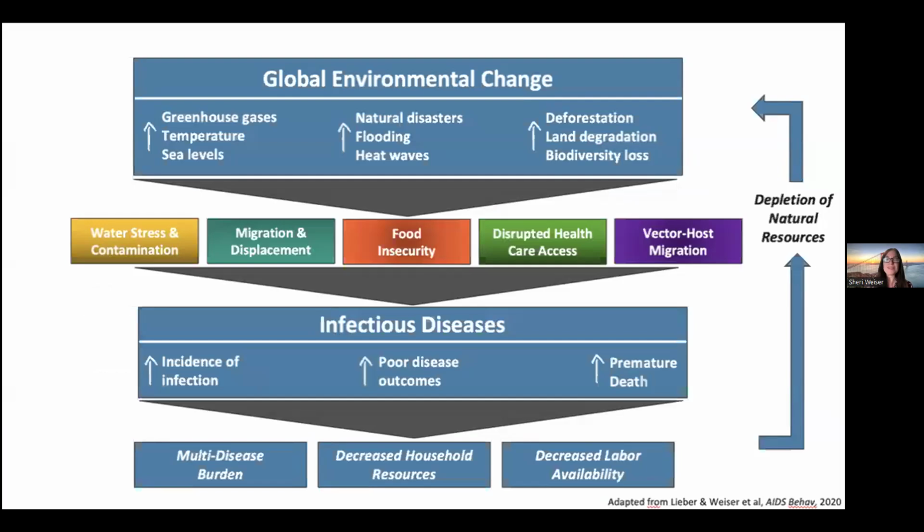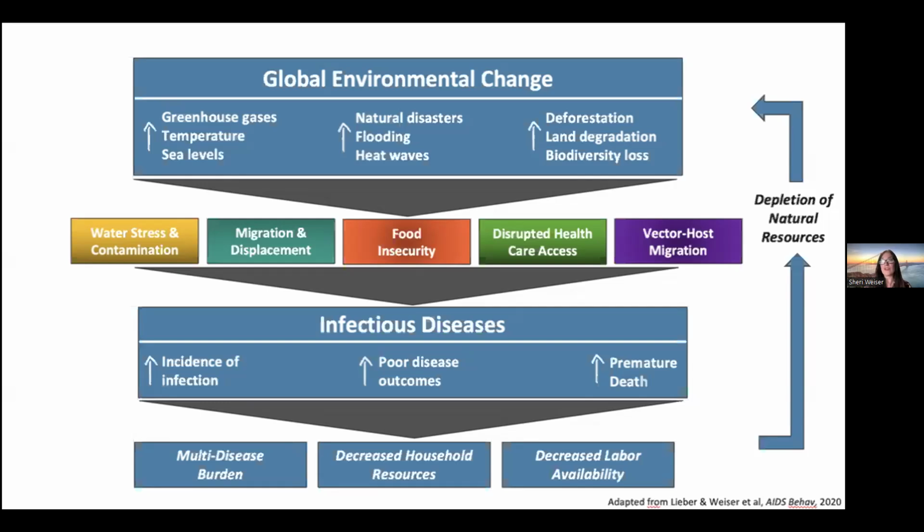So let me go through some of the pathways through which climate change can increase exposure, spread, and susceptibility to infectious diseases. And importantly, these pathways are adapted from a previous conceptual framework our team developed, really looking at those pathways from climate change to HIV/AIDS, and we have been actually testing these pathways empirically in studies. So starting at the top of the figure is global environmental change, including things like rising greenhouse gases and temperatures, rising sea levels, natural disasters and flooding, among other things.